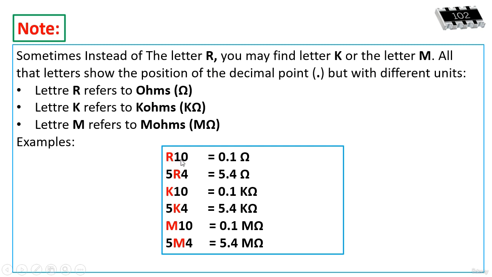Here we have R10, which means 0.1 ohm because we have R. 5R4 equals 5.4 ohm. Here we have K10, which means 0.1 kilo ohm. 5K4 means 5.4 kilo ohm because we have K. And M10 equals 0.1 mega ohm. 5M4 means 5.4 mega ohm.